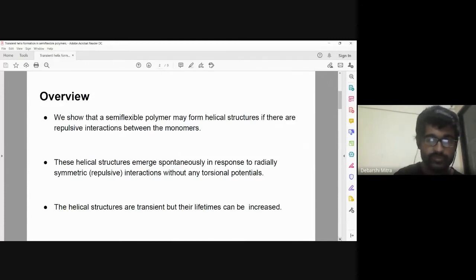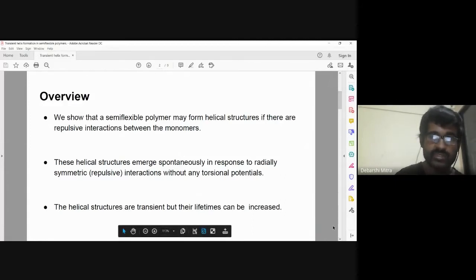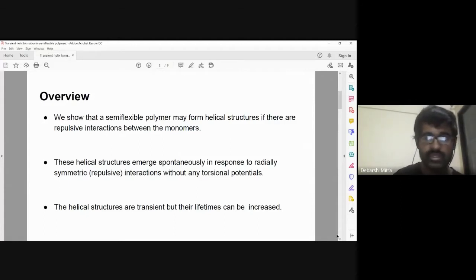There have been previous reports where helical structures have been shown using torsional potentials or due to compression or confinement, but we do not have torsional potentials or confinement. Our helical structures emerge for freestanding polymer chains due to radially symmetric long-range repulsive interactions. Note that our helical structures are not equilibrium structures. They are transient, but their lifetimes can be manipulated and increased.